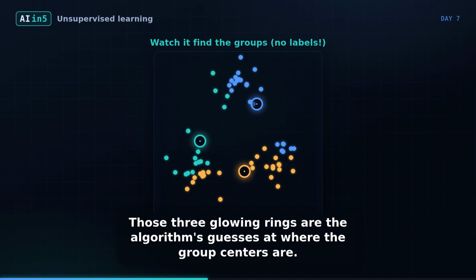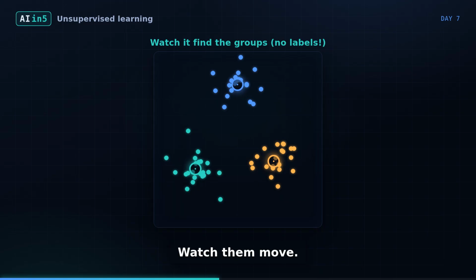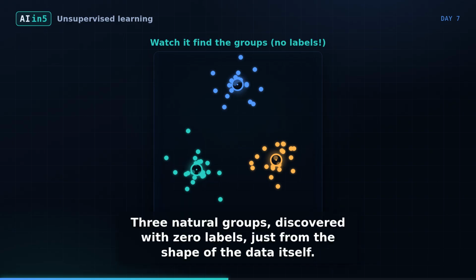Now watch what happens. Those 3 glowing rings are the algorithm's guesses at where the group centers are. It starts by assigning each dot to its nearest center, then it slides each center to the middle of its dots, then reassigns and slides again. Watch the move. With each pass, the centers drift toward the real heart of each cluster, and the dots snap into cleaner and cleaner groups.